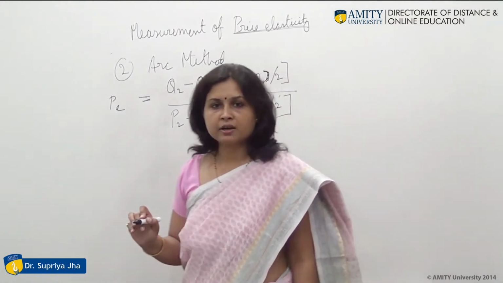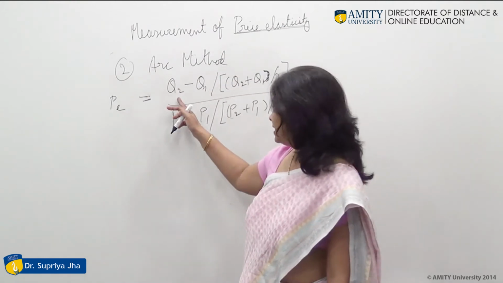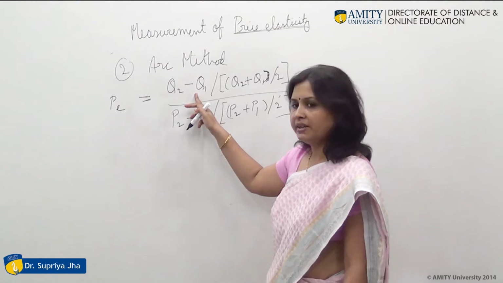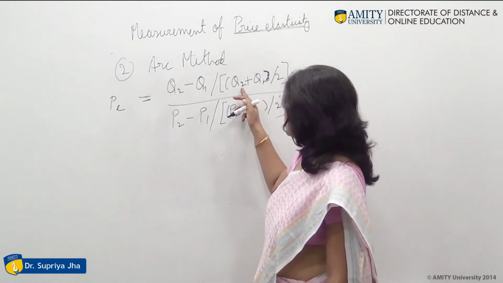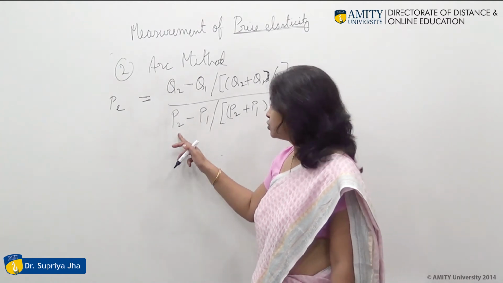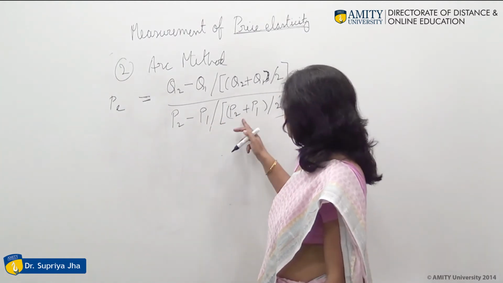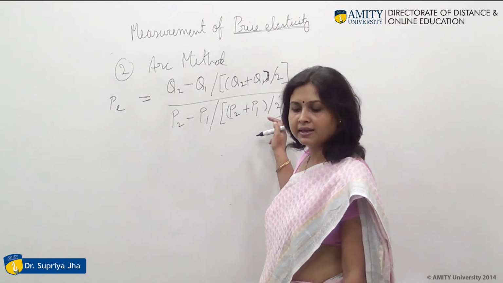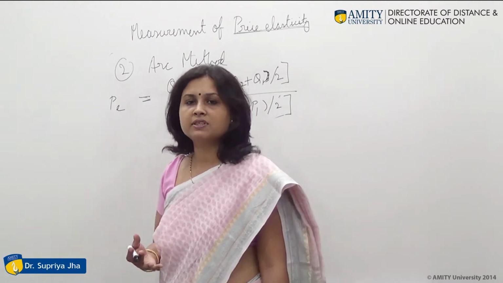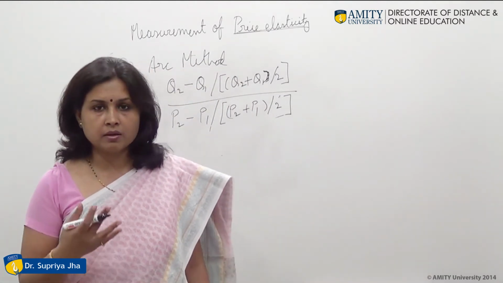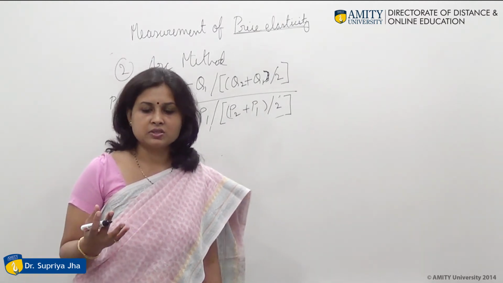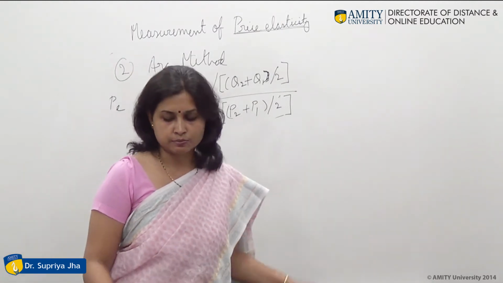So this is known as arc method. Q2 is final quantity, Q1 is initial quantity. This would be divided by the average of change in price. Similarly for price, we are taking P2 minus P1 upon P2 plus P1 divided by 2. So this gives the price elasticity of demand, which is more exact. So that's why nowadays the price elasticity of demand is calculated by this method.